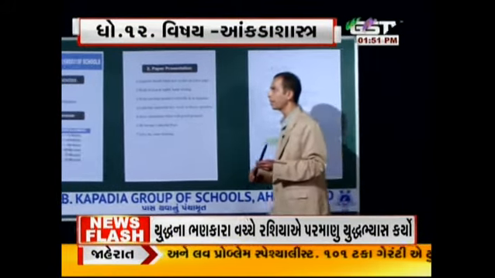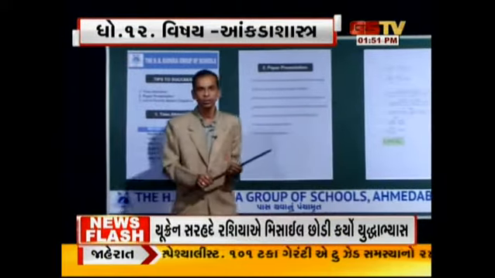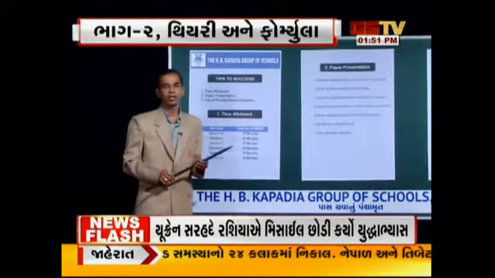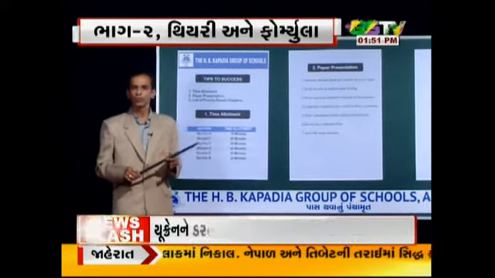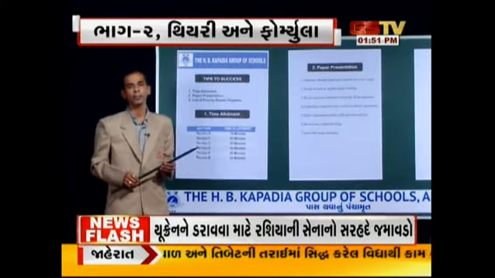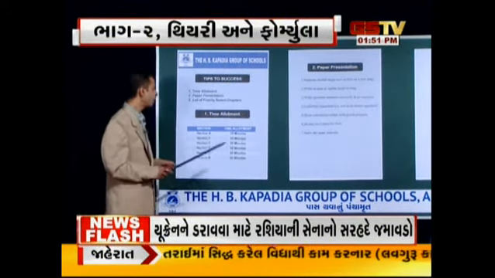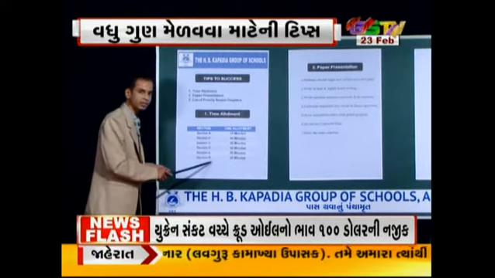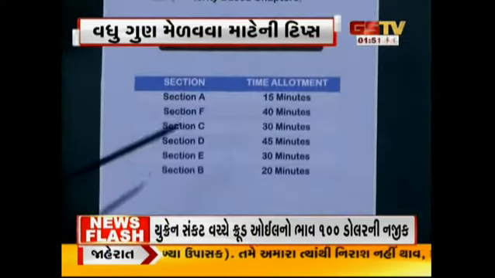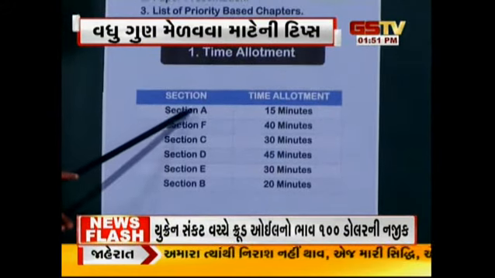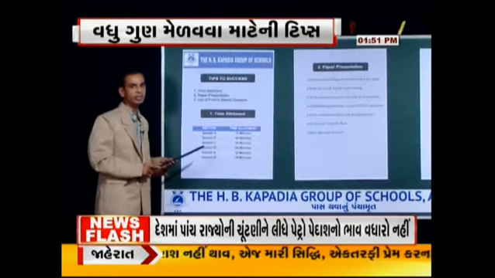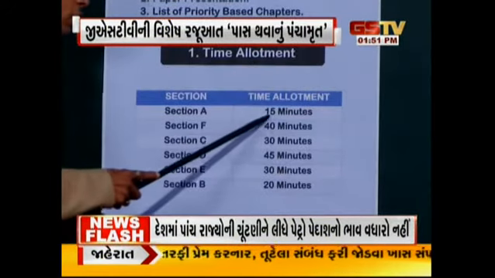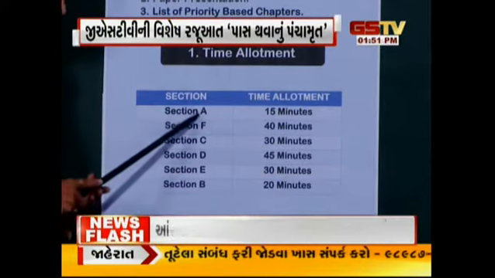Now come to the important topic, that's tips to success. First, time allotment. As we all know, to complete the paper within the given time, we have to do proper time management. So here I advise you to follow this sequence of the sections given in your exam paper. First, you have to go for section A. Section A is of multiple choice questions. You can spare a total of 15 minutes for section A.